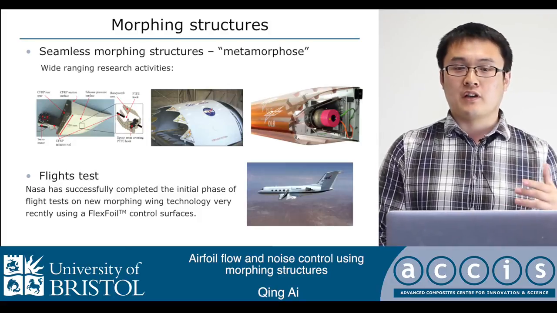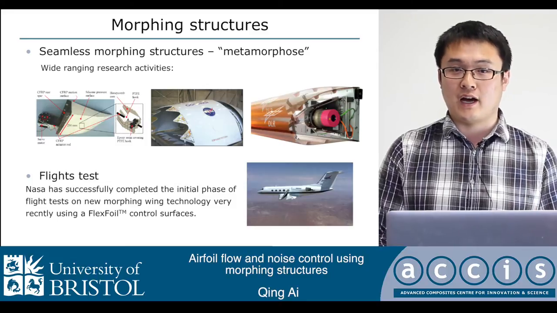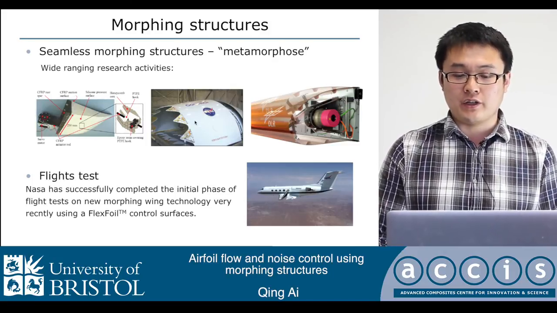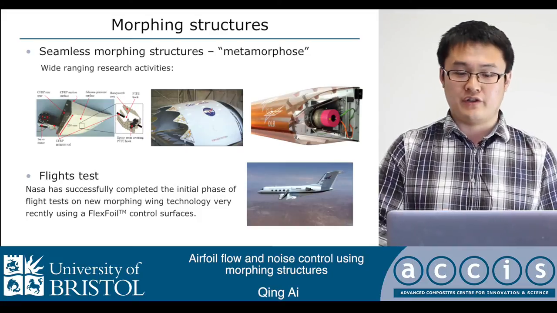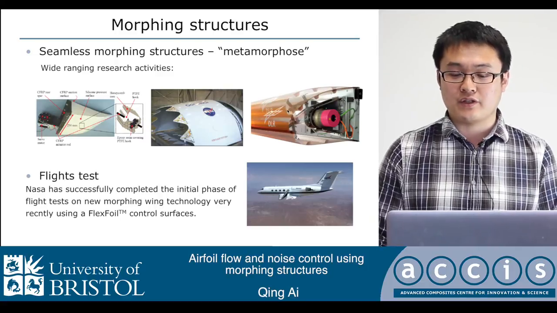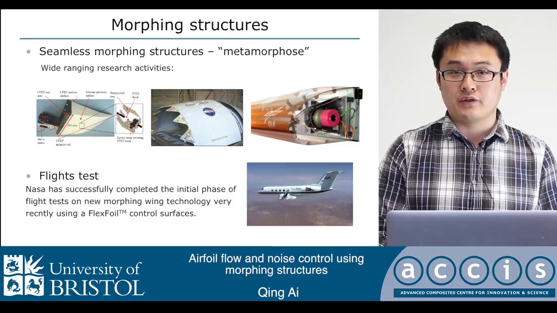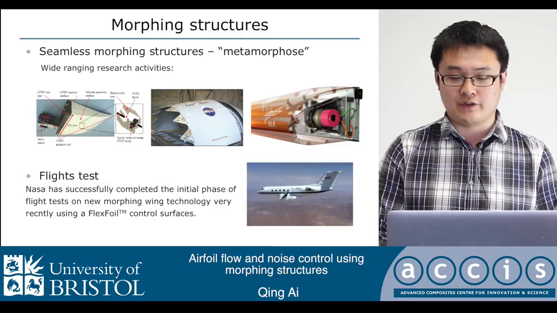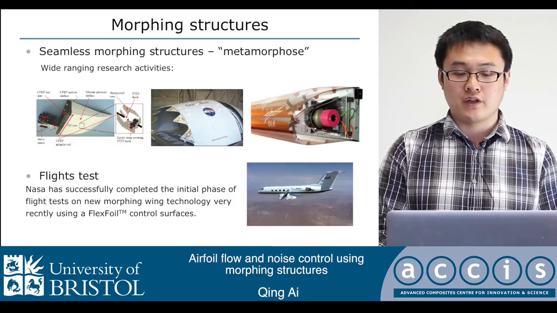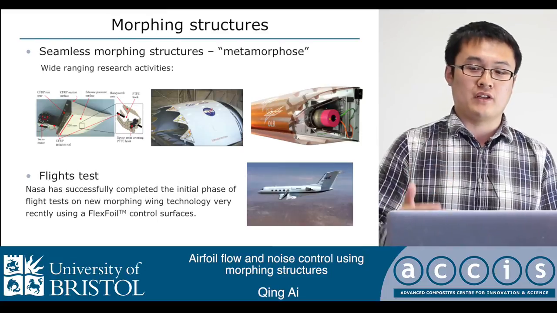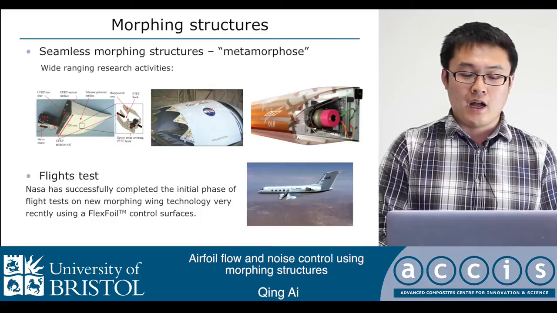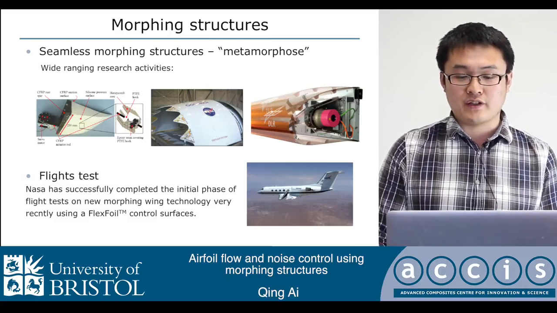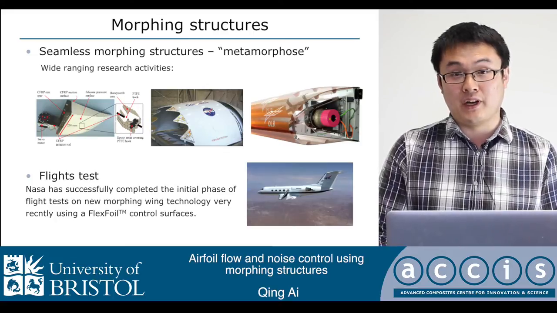People have done lots of work to propose different morphing concepts and ideas, like the morphing trailing edge in the left picture. In the middle, it shows a morphing engine chevron, which was developed by NASA. On the right, it shows a morphing droop nose, which was proposed by the German Aerospace Center for aircraft noise reduction without affecting the aerodynamic lift. NASA has finished the first initial phase of the flap test on an aircraft, which replaced the conventional hinged flap with a morphing concept proposed by a commercial company promoting morphing concepts, called FlexSys. They just finished this in April and haven't published anything yet, but we are expecting it from them.